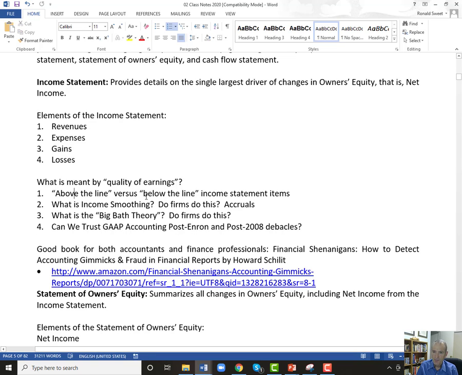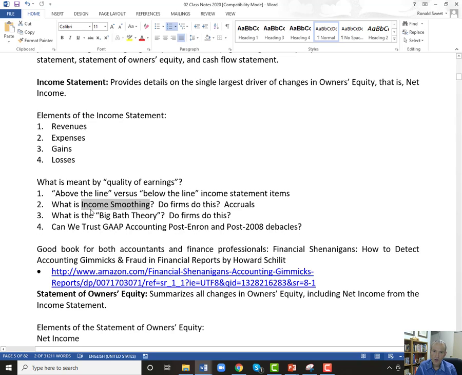So does management play with this above the line, below the line? Probably so, because most of the stuff they moved below the line are losses. Well over 90% of the stuff they say, hey, this is not normal, this is a one-time thing. Over 90% of that is negative stuff. You would think if there's unusual items, they'd be just as likely to be positive as negative, but most of the stuff management puts below the line are negative things. Another thing you'll see management do is income smoothing.